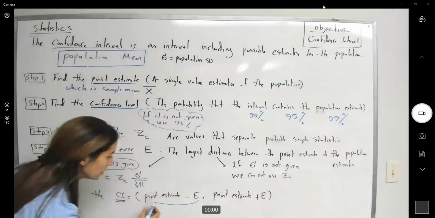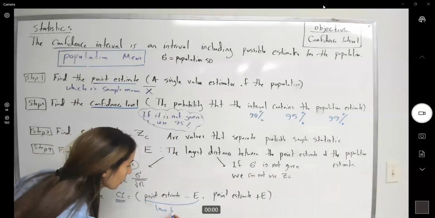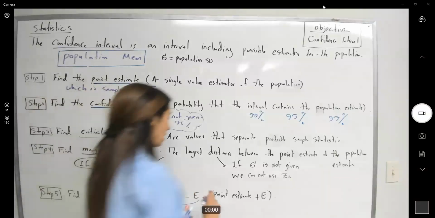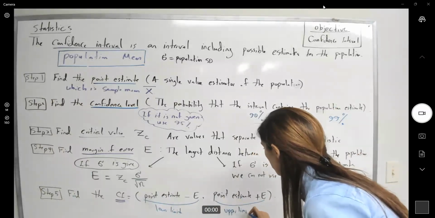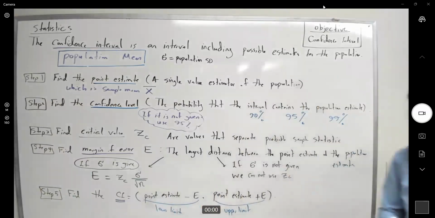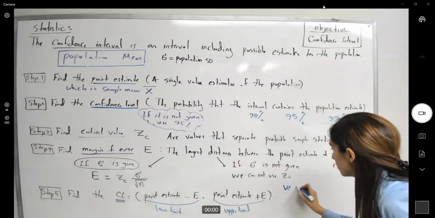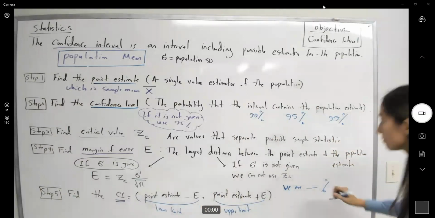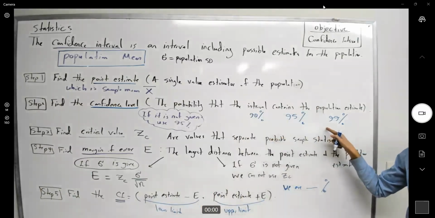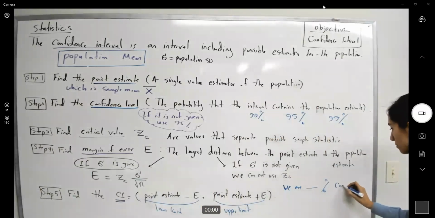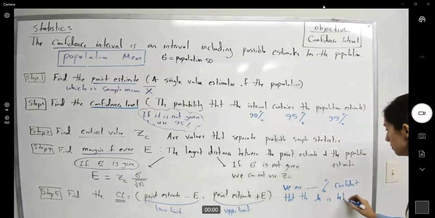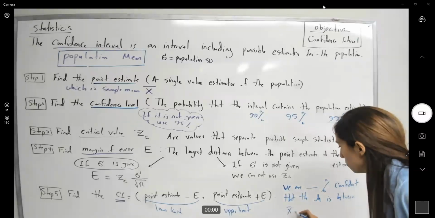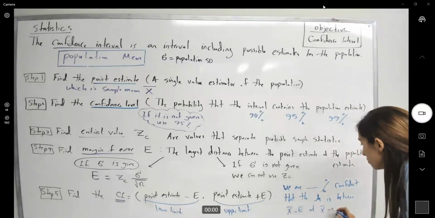This guy is called the lower limit of your interval, and on the right-hand side you have the upper limit for your interval. Your interpretation is we are blank percent, depending on which one of these percentages is given, blank percent confident that the population mean is between X bar minus E and X bar plus E.